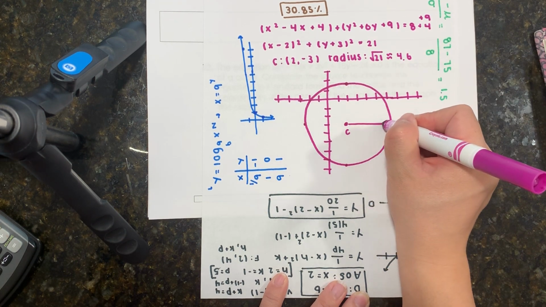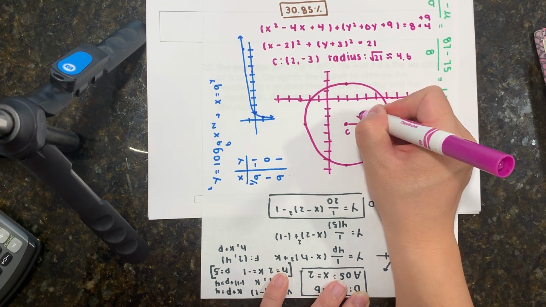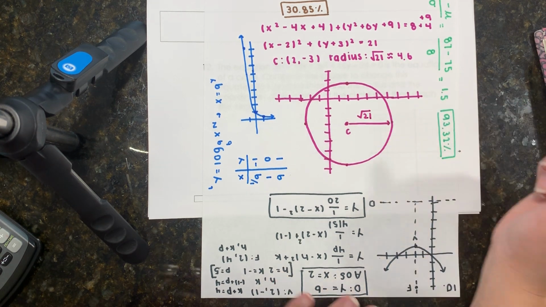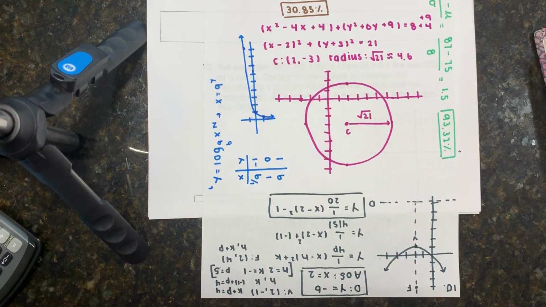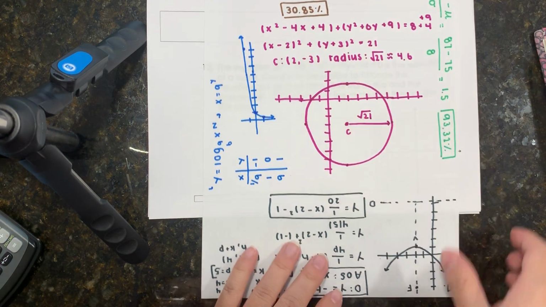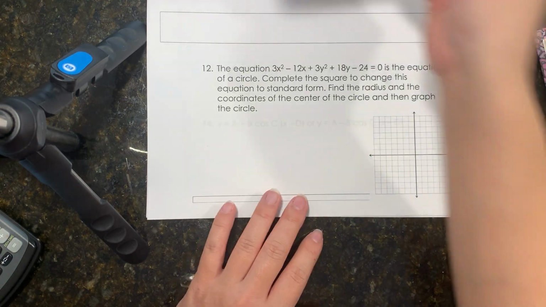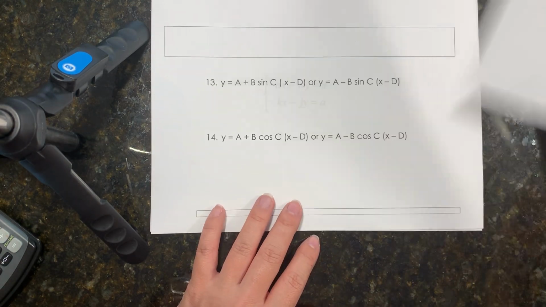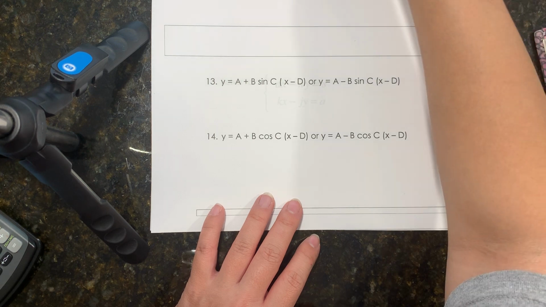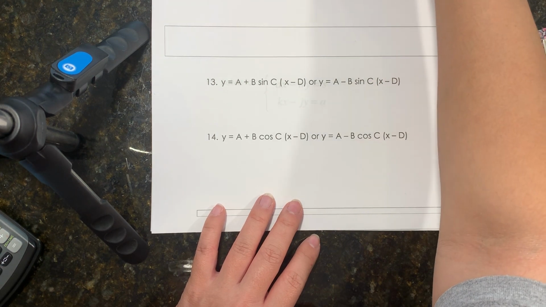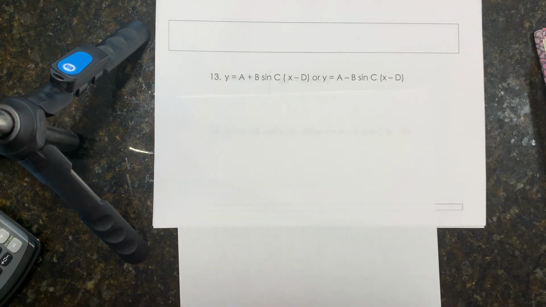And the radius is going to be the square root of 21. Now we're going to look at numbers 13 and 14, which we're going to need the book for.